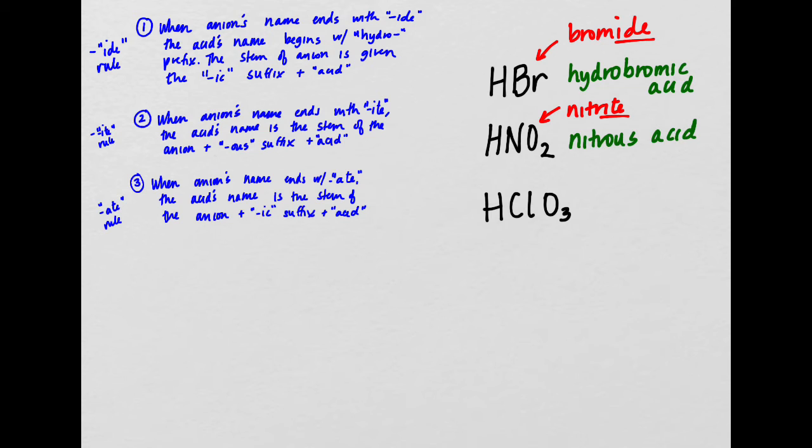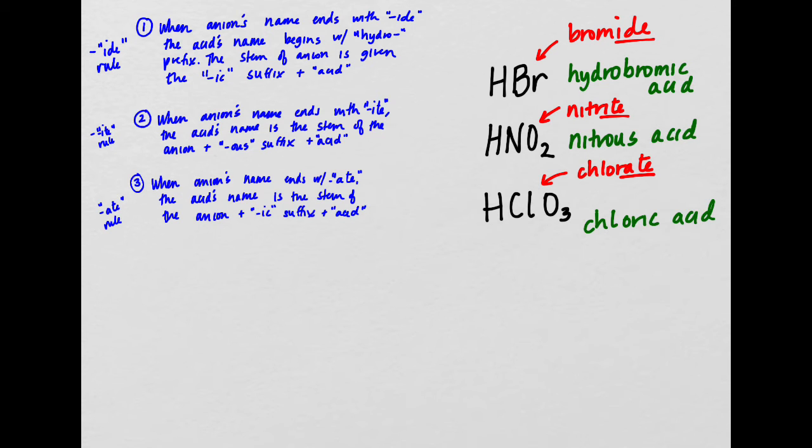And here on the bottom, we have HClO3. ClO3 minus is chlorate. This is the ATE ending. The anion has the ATE ending. Therefore, we're going to use the third rule in order to name this one. So this is going to be chloric acid. There we go.